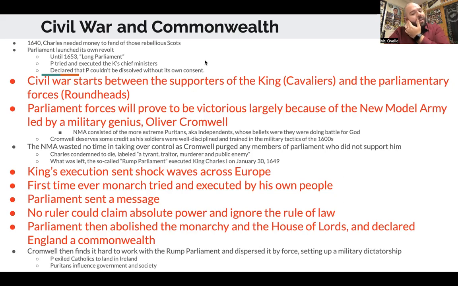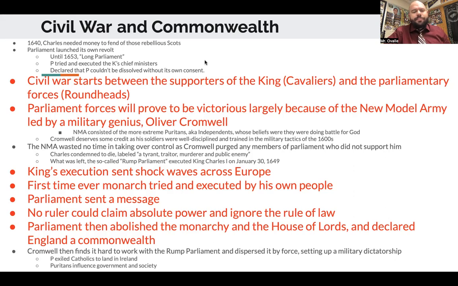The New Model Army wasted no time in taking over control as Cromwell will purge any members of Parliament who did not support him. Charles, after this, is condemned to die. He was labeled a tyrant, a traitor, a murderer, and a public enemy. You don't want to be called those things. Those are very bad things back in the day.